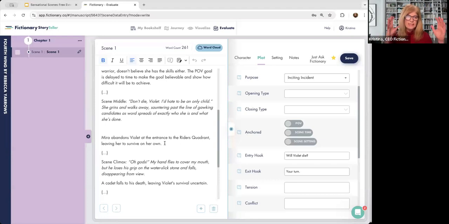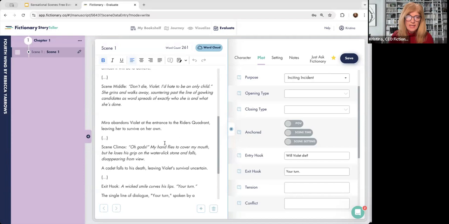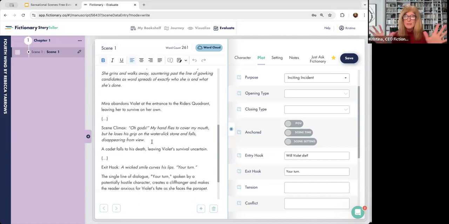So now Violet has had her sister with her, helping her, and she's on her own. So the scene takes a change in direction. The scene middle is where now she's going to face a more difficult time. The scene climax, she's standing at the parapet. It's this thing that goes across between buildings, super high up. It's stormy, it's windy, it's raining.